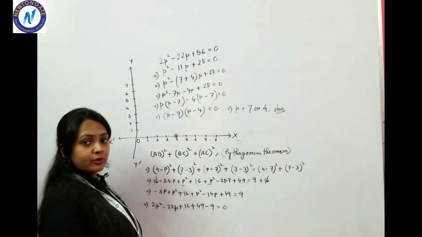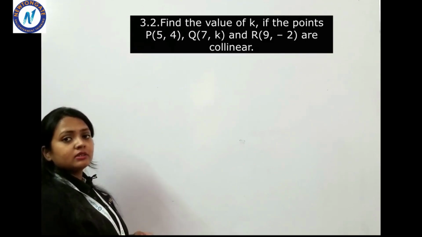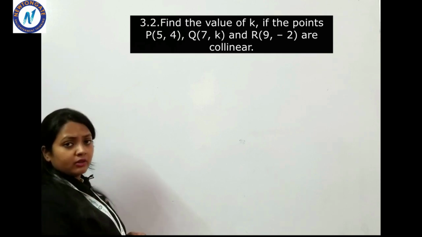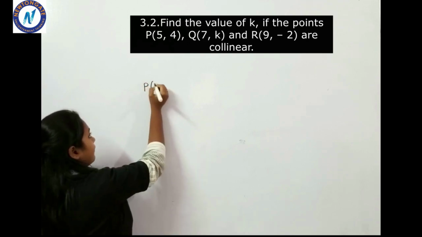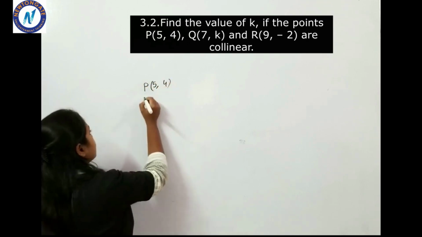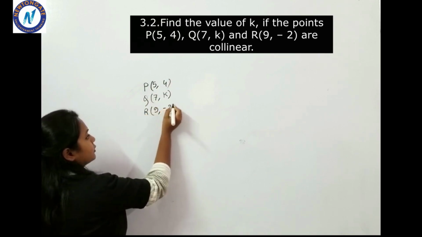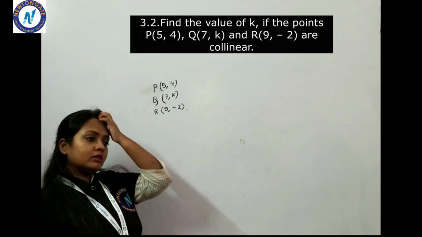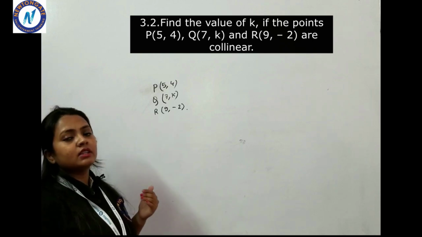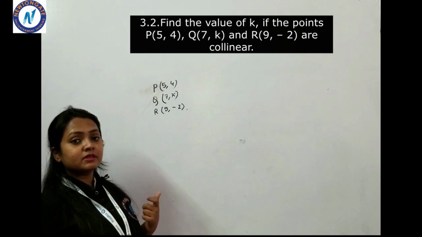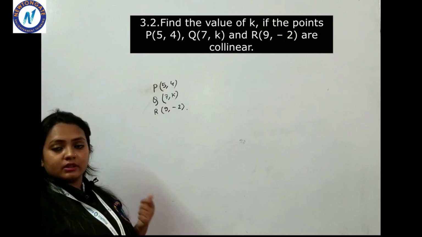Now move to our next question, question number 3. In this question, given that the points P, Q, R are collinear, then find the value of K. Here the coordinates are P 5, 4, Q 7, K and R 9, minus 2. Now we know the formula to find the area of a triangle. If the area of the triangle becomes 0, then we say that the points P, Q, R are collinear.